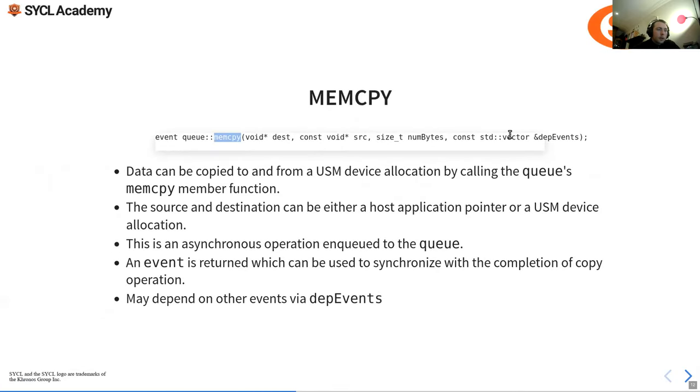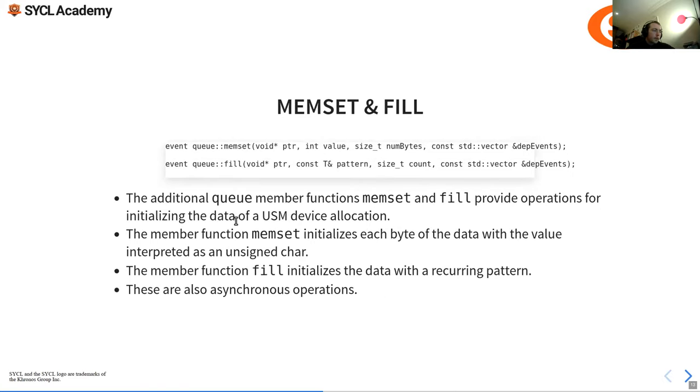Okay, mem copy. So we have this standard vector of dependent events. So we can actually pass in a vector of events that we're waiting on so that this will not happen until we get the go ahead from the previous events. Okay, and this would return an event as well. So actually we could take this event and then submit it to the dependent events of the next kernel, and so on. This is a neat way of doing things, which we'll see in this exercise that's coming up.